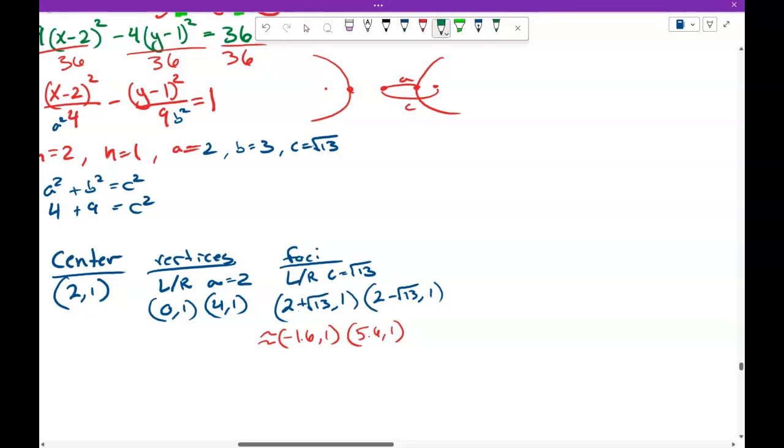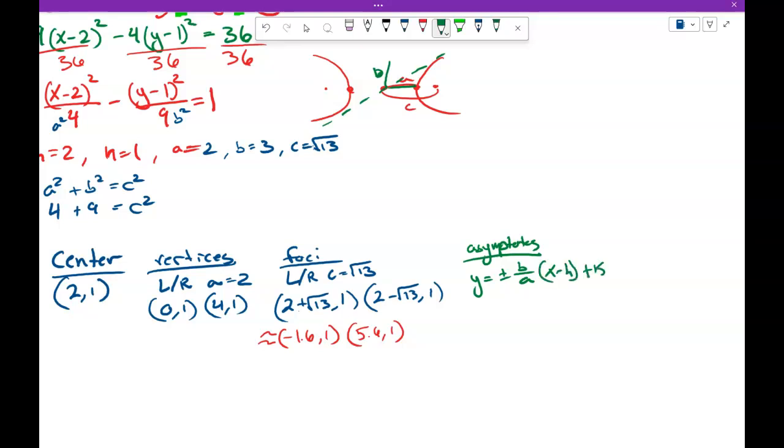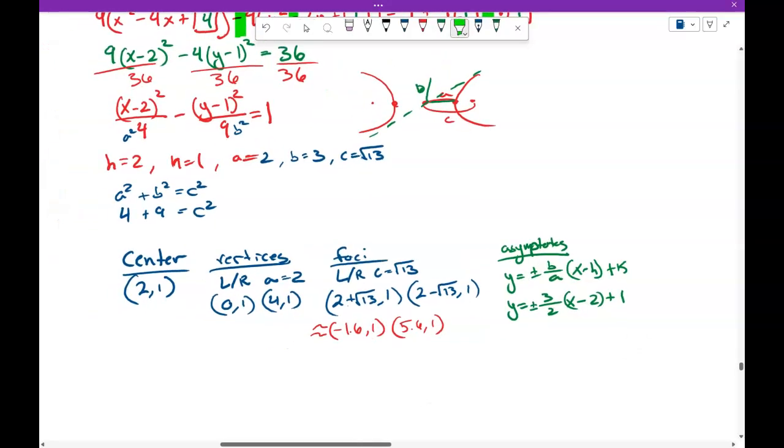And then our asymptotes. Again, our asymptotes have a rise of b and a run of a. So our slope will be b over a, and then x minus h plus k. Since our b value is 3, a is 2, x minus h, which is 2, plus 1 for k for our asymptotes. And there's all of our features.